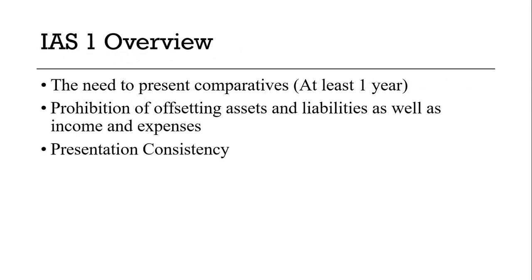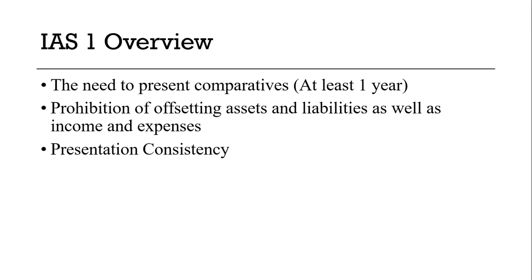IAS 1 overview. In the standard, of course, we may not touch everything, but the standard makes it clear that when we prepare the financial statements for the current year, we need to prepare comparative statements for the previous year. So that's the reason why when you pick up financial statements for a public listed company, you may discover that they will have the line for the current year, let's say 2019, and also the line for the previous year, let us say 2018.